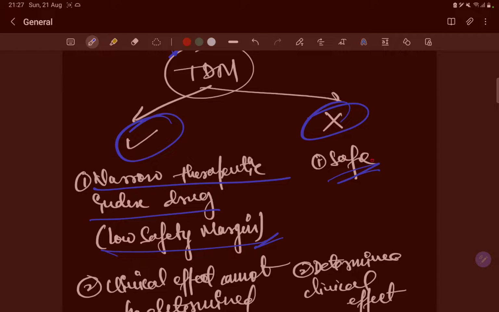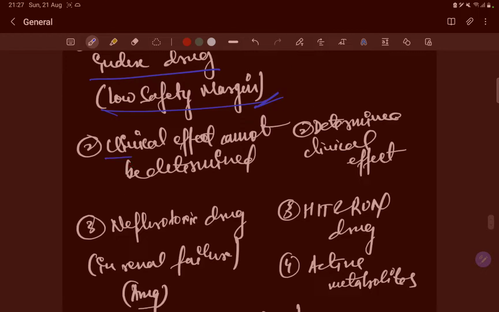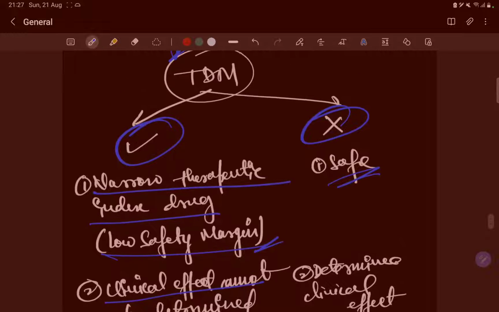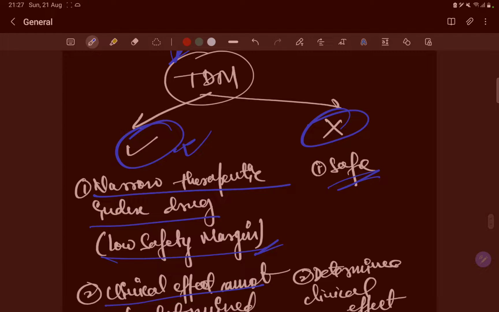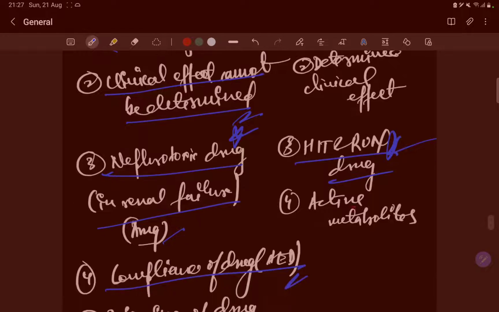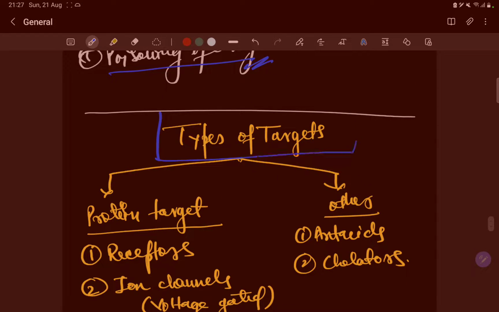But if the drug is safe, there is no need for therapeutic drug monitoring. If the clinical effect cannot be determined, then therapeutic drug monitoring should be done. Also for nephrotoxic drugs in renal failure like aminoglycosides, for checking compliance, like with antiepileptic drugs, and in poisoning, these allow therapeutic drug monitoring of the particular drug. For drugs with a wide safety profile we don't need it. And where active metabolites and the clinical effect are known, there is no need for therapeutic drug monitoring.